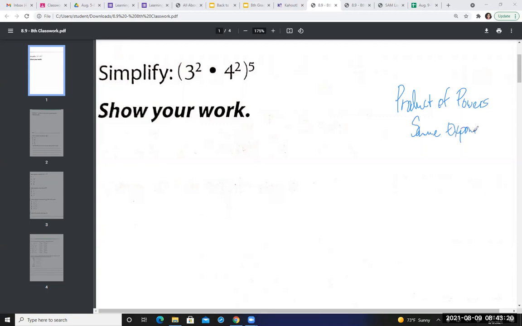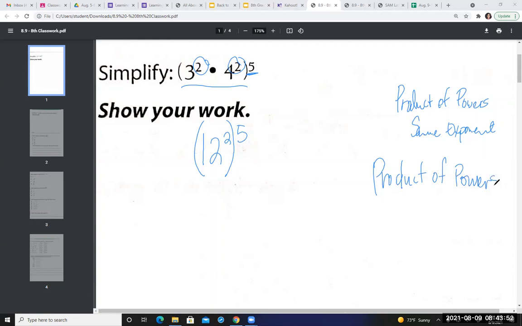So Kennedy told us we would multiply 3 times 4. They have the same exponent of 2. 3 times 4 gave us what? So now we have 12 to the second power, and the 5 exponent is still on the outside. What possible rule might that be? Get the name with it. Product of power. So what are we going to do? So that will simplify to 12 to the 6th power.